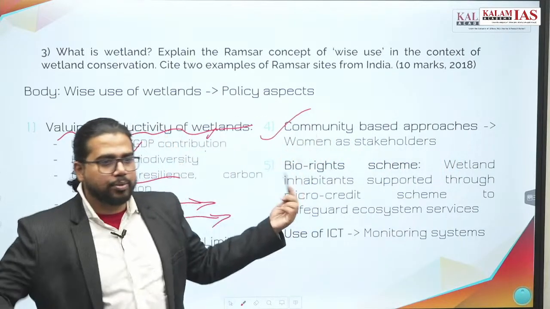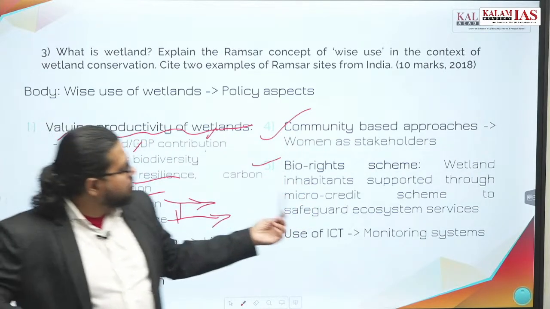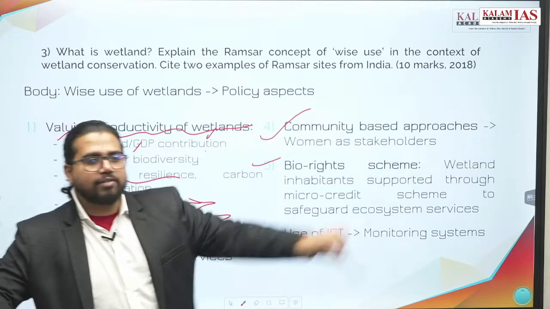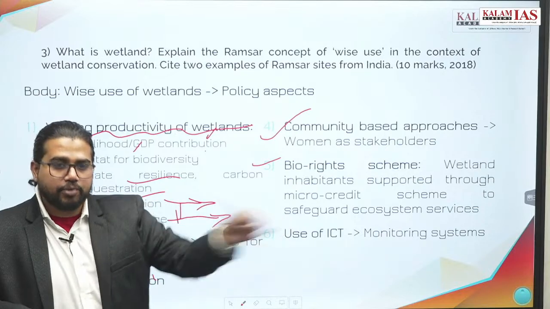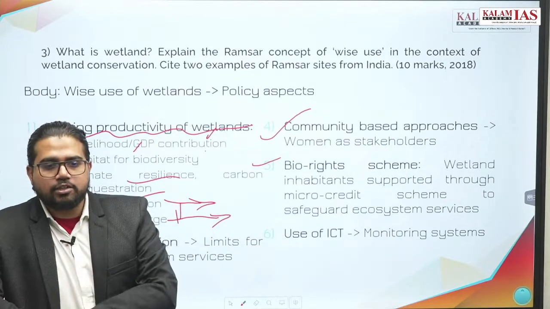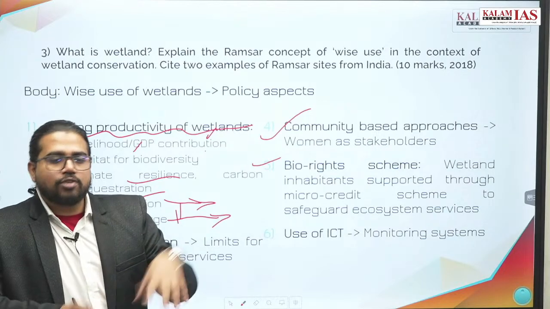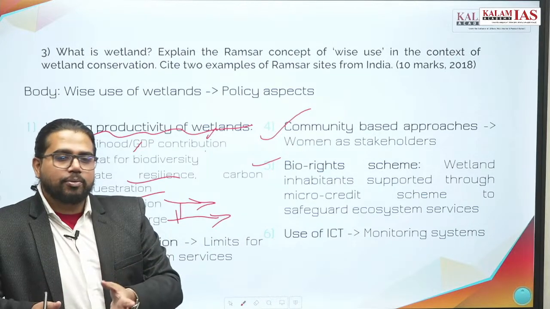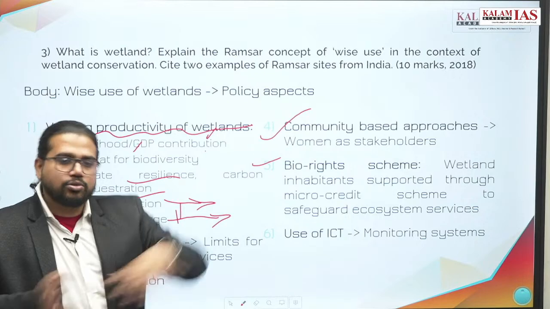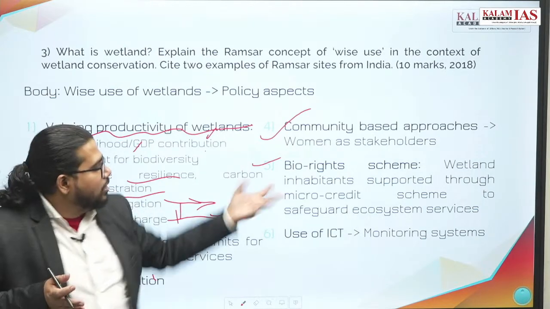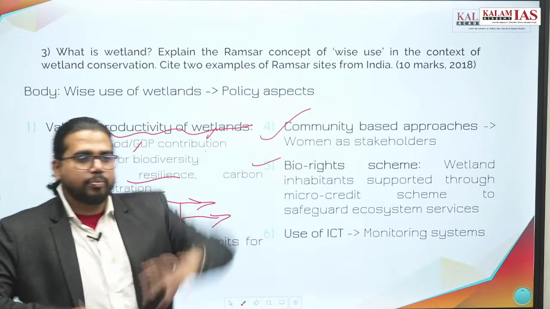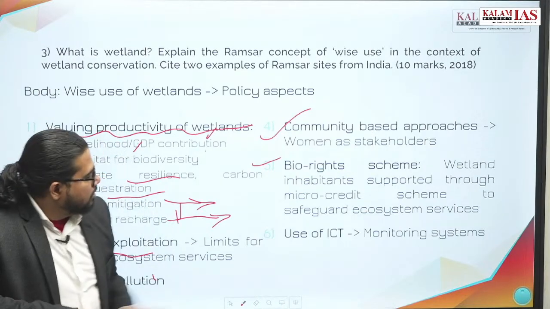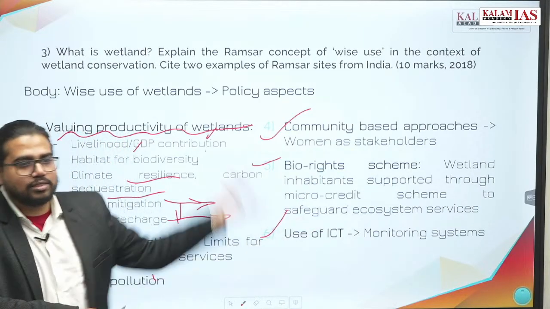Community based approaches should be promoted. Bio-right scheme. What is this? This is a specific example. Bio-right scheme means if some community is deriving its livelihood from the wetland, give some extra credit money to them so that they will conserve the wetland instead of over exploiting it or using chemical fertilizers, all these kinds of things. By not using them, they may have some losses. To mitigate that as well as to protect the wetland, give some funding to people living around these wetland areas. So integrate them also into wetland conservation. Use of ICT monitoring systems, drones, you can connect all these here.